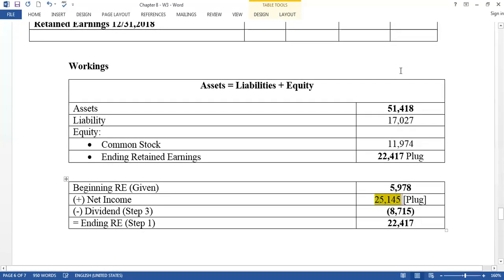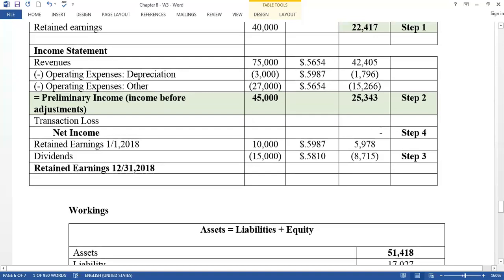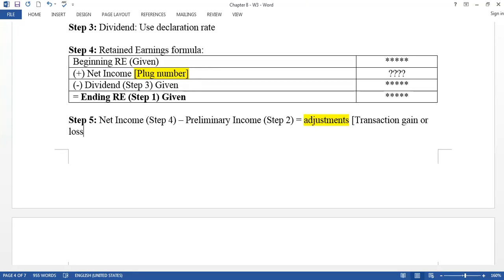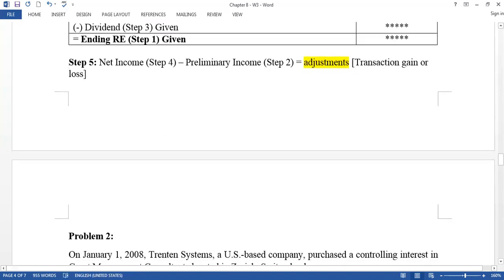Now we are going to put this number in our step four, because step four we did not have this information yet. We put it. Now compare these two. This is last step. Last step said that we need to do adjustment, right? This adjustment may be transaction gain or transaction loss. Do you understand? The adjustment may be gain or may be loss. So the formula is net income minus preliminary income. If net income is higher and preliminary income is lower, then we have a gain. If opposite, then loss. Maybe I can write here for your reference.